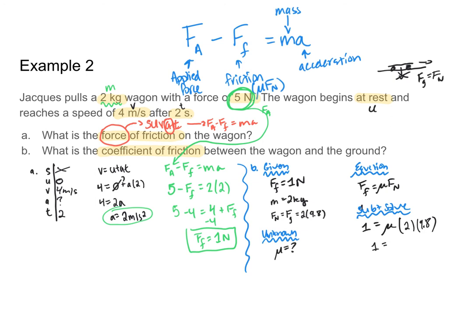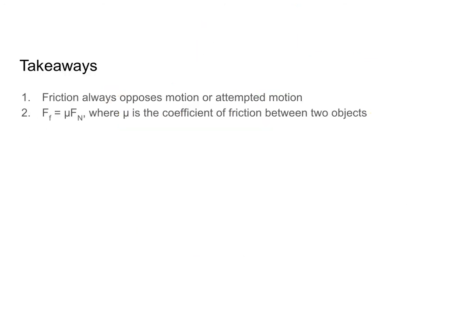Therefore, 1 is equal to mu times 19.6, and dividing both sides by 19.6, I get that mu is equal to 0.05. And one thing you'll notice here, guys, is I don't include units, and that's because mu is a unitless quantity. Our frictional force and normal force are both measured in newtons, and so mu doesn't need to have any units to balance that out. So here is my answer for example 2.